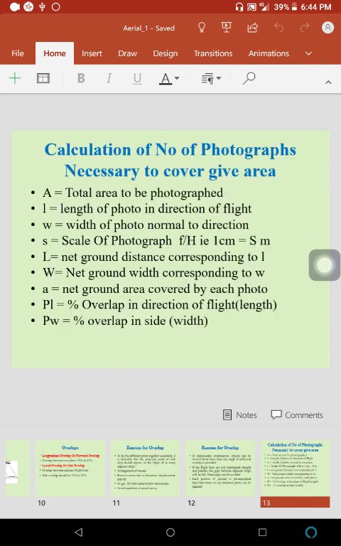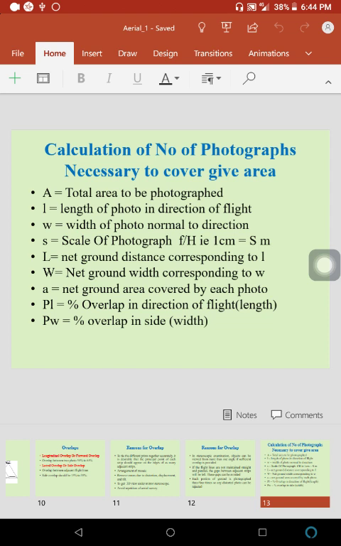Once you get the idea about flight planning, you can easily find out the number of photographs required to cover the given area. If the area of the ground is given directly in square kilometers, that means the dimensions are not given, length is not known, breadth is not known, the whole area is known directly in square kilometers, then the number of photographs necessary to cover a given area can be calculated.